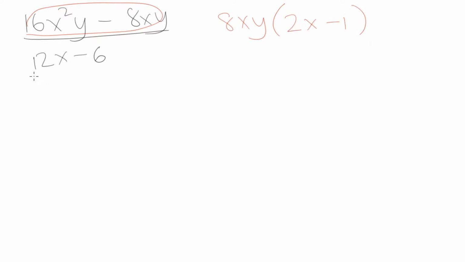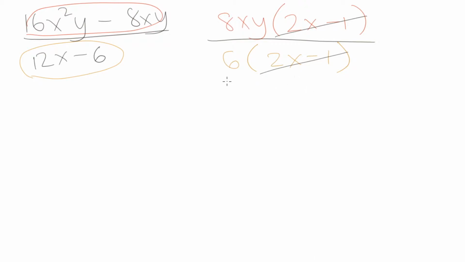Now let's try and factor our denominator. If we're factoring our denominator, let's factor out 6. If we factor out 6, we're going to get 2x minus 1. This is going to be our new fraction, just writing these terms down in their factored form. And we can recognize that we have common terms here that we can cross out, and we're going to be left with 8xy over 6.